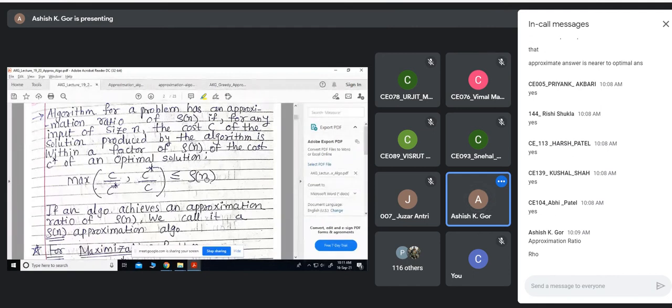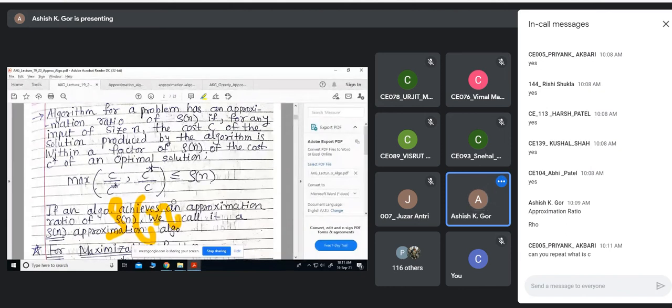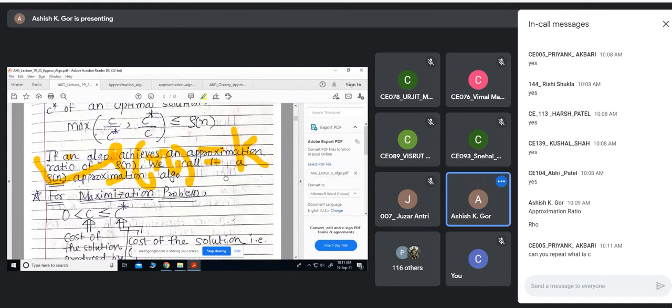So if rho(n) is like a constant, like K, it is very good actually. This is desirable, which means it doesn't depend on input size. But if rho(n) is, let's say, log n, which means the ratio grows with n. When n increases, log n increases, right?